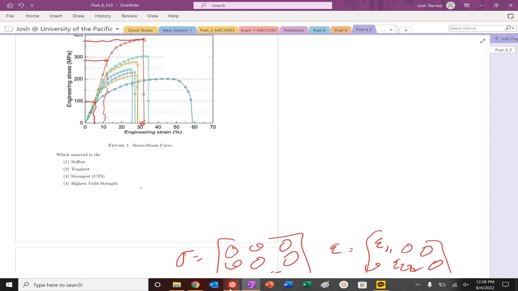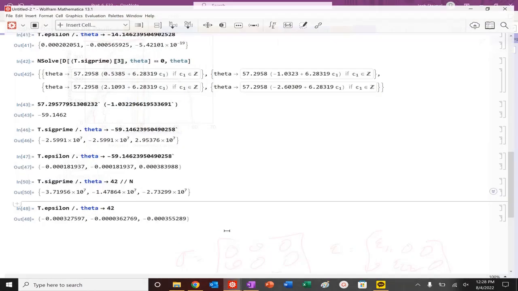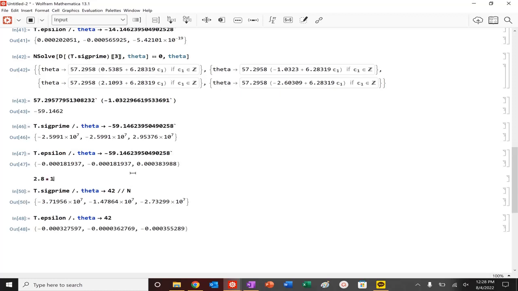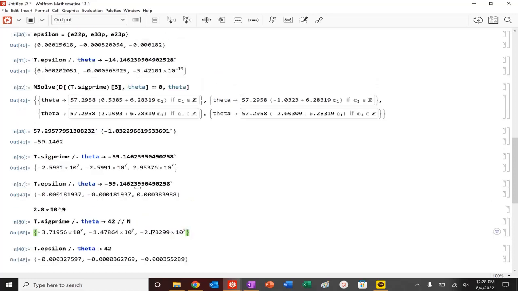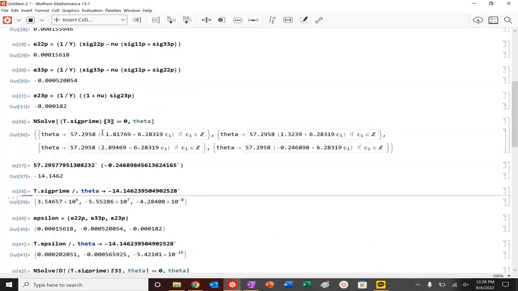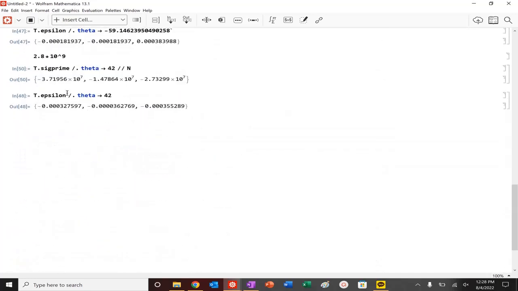So we're looking at 280 megapascals. 280 is basically 2.8 times 10 to the 8th. So these aren't going to get the job done. These are not going to get the job done. These are not going to get the job done either. So you can see here we are not going to yield. And you could confirm that also with these values as well.